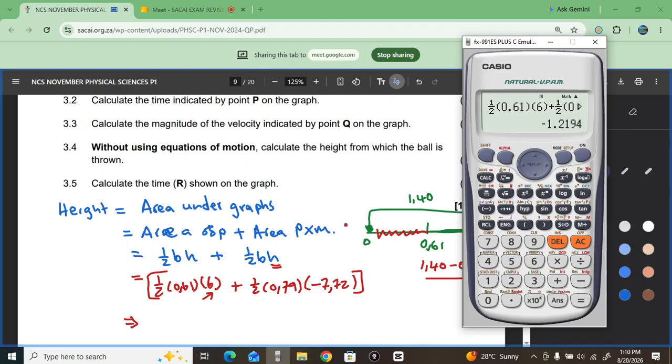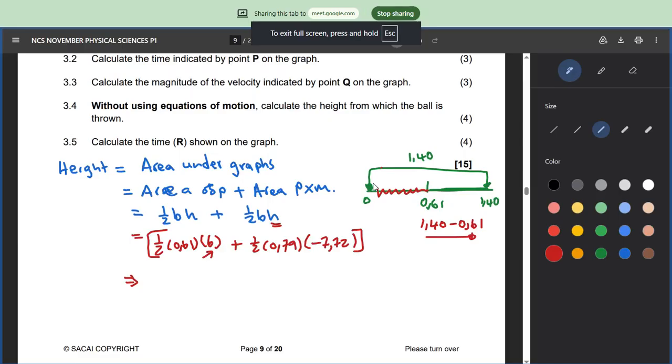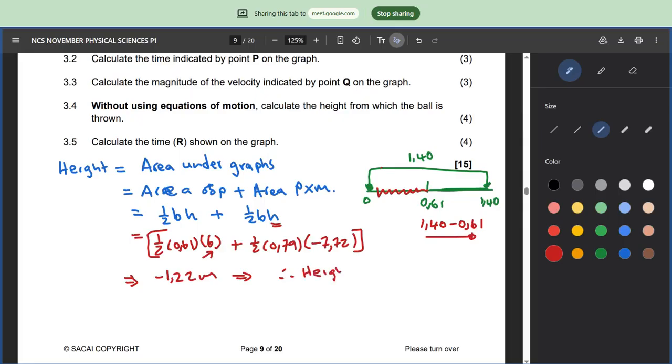I get negative 1.2194. If I round it off to two decimals, it's negative 1.22, which is positive 1.22. Yes, I have the same thing, sir. So the height is negative 1.22 meter, which means the height is equal to 1.22 meter. So it was thrown at 1.22 meter. Do you understand? Yes. Okay.